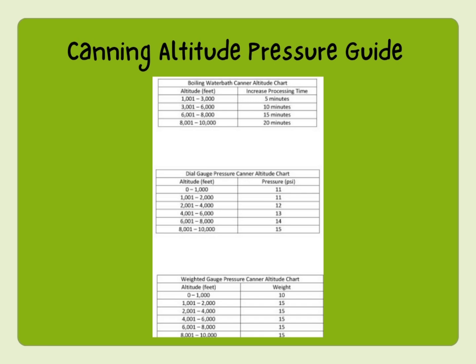If you have a dial gauge like I have on my Presto 23 quart pressure canner, 0 to 1,000 feet is 11 pounds of pressure. So I'll always pressure can at 11 pounds of pressure. But if I had a weighted gauge on my canner, I would do 10 pounds of pressure because we're 0 to 1,000 feet here in Ohio.